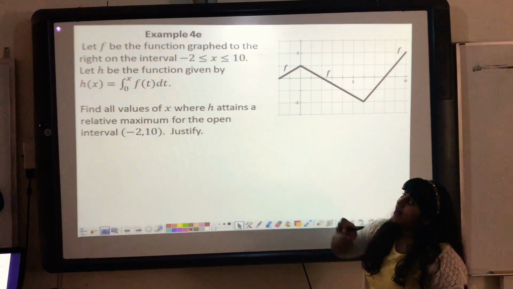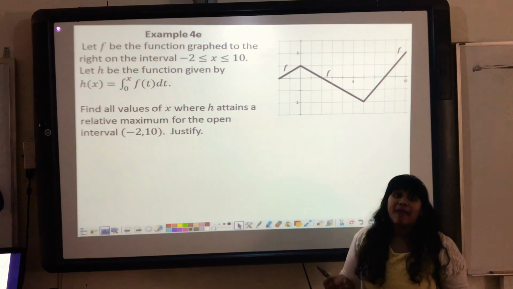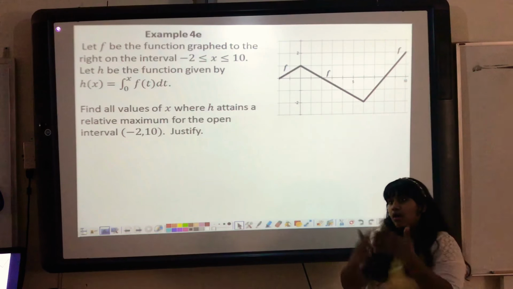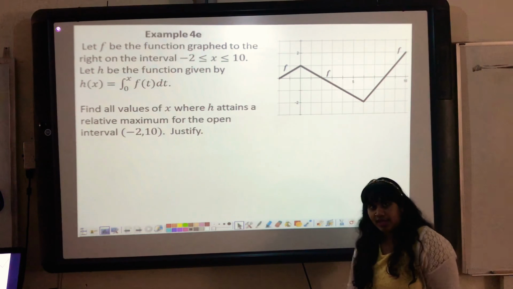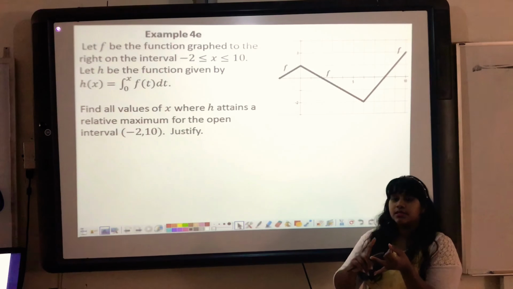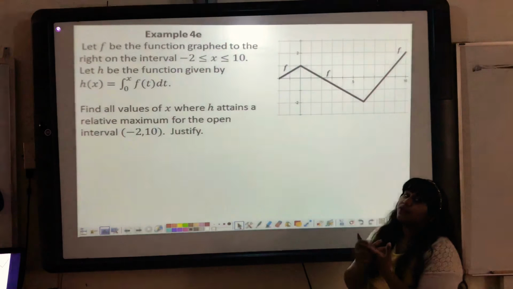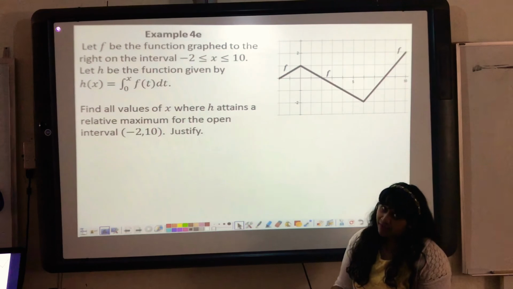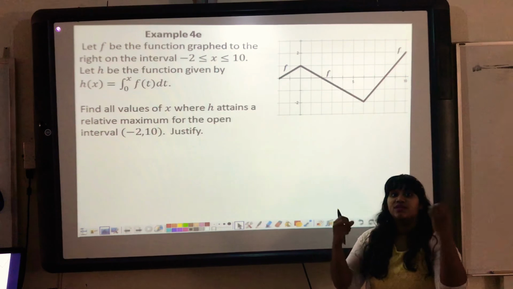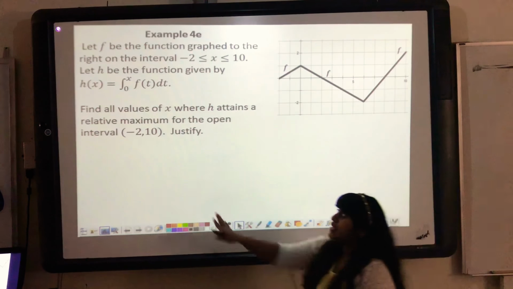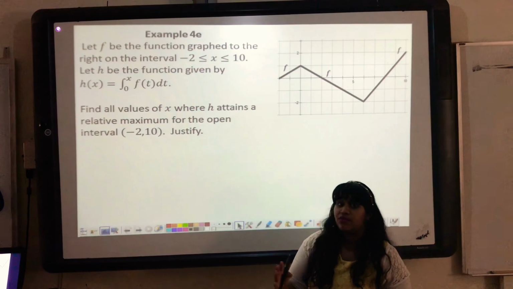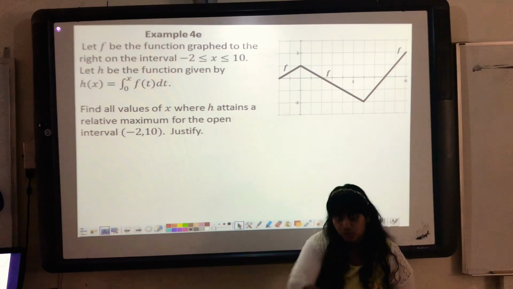I think this is our final question. Find all values of x where h attains a relative max. Ooh, relative max. Where do we get extrema from? We know that we have our first derivative test, we have our second derivative test. The second derivative tells us points of inflection, which is changing concavity, and it tells us if it's concave up or concave down. Well, the first derivative test tells us if the function is increasing or decreasing, but it also tells us those critical values, and critical values tell us possible extrema. Is maximum my extrema? Yes. The only way to determine if I have a real max is if it's going from increasing to decreasing.